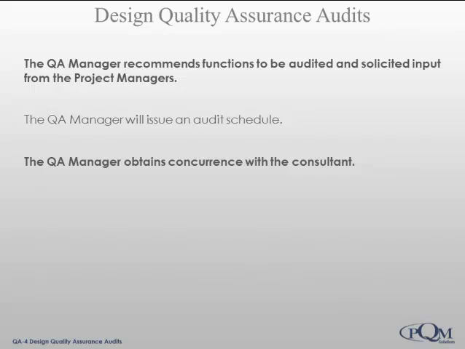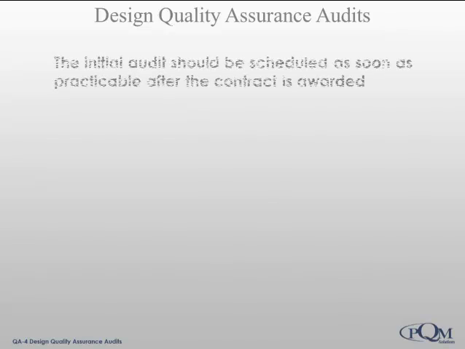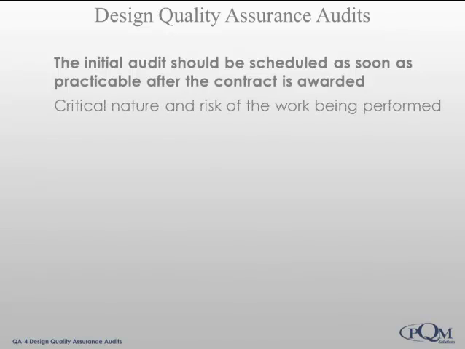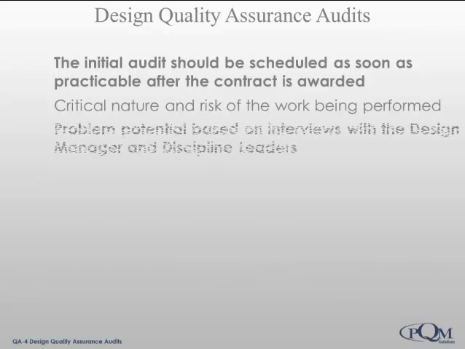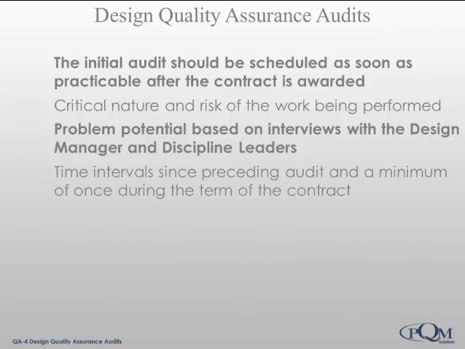The audit schedule. The audit schedule will be prepared with several factors considered. The initial audit should be scheduled as soon as practical after the contract is awarded. The critical nature of and risk of work being performed should be considered when scheduling the audit. The problem potential based on interviews with the design manager and discipline leader should be considered when scheduling the audit. An additional factor to consider is the time interval since the preceding audit and a minimum of once during the term of the contract.